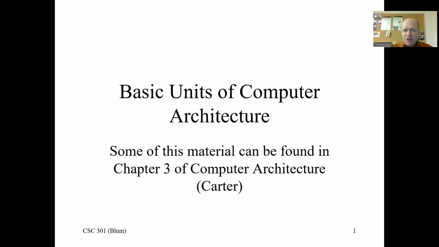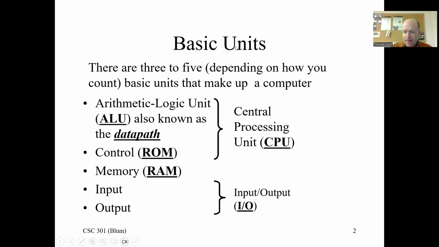In this video, we're going to start to talk about, in the very broadest sense, the units that make up a computer. It depends on how you decide to count. You might group some of them, and so some people will say anywhere between 3 and 5.